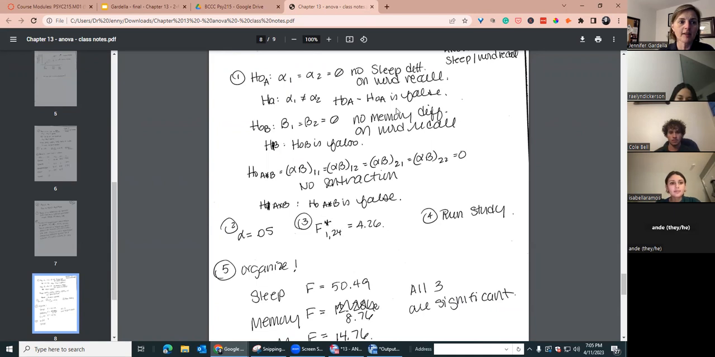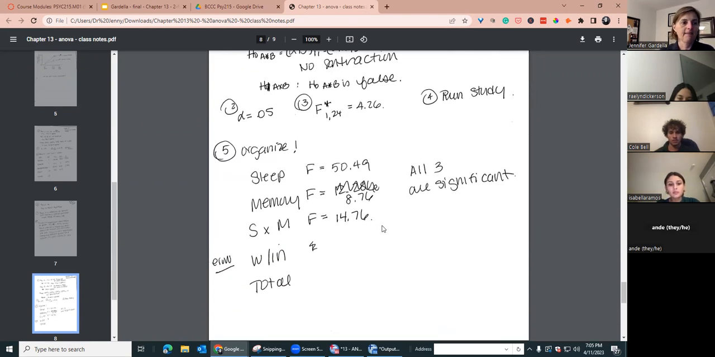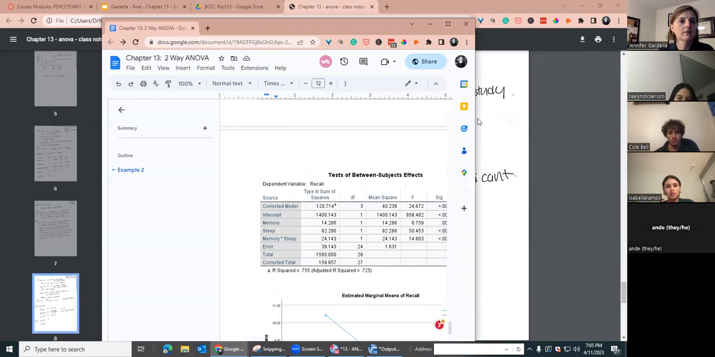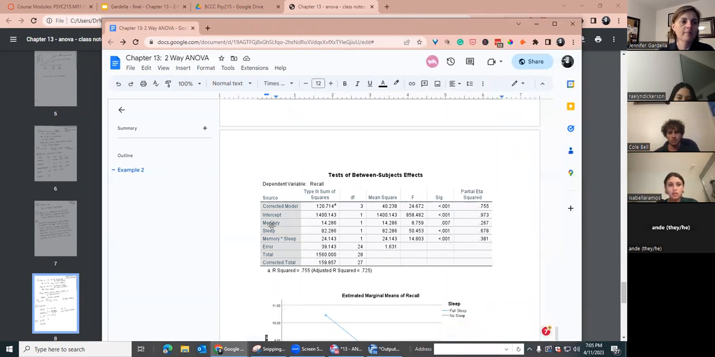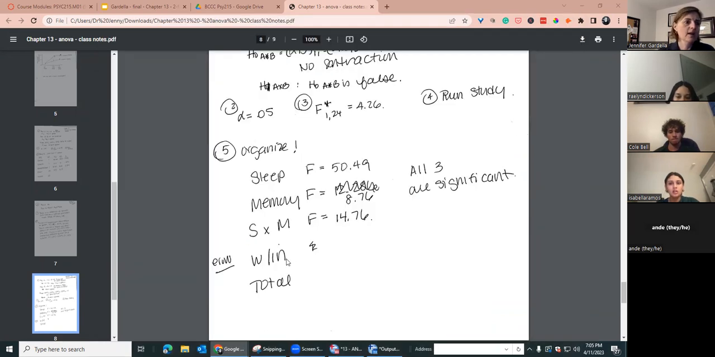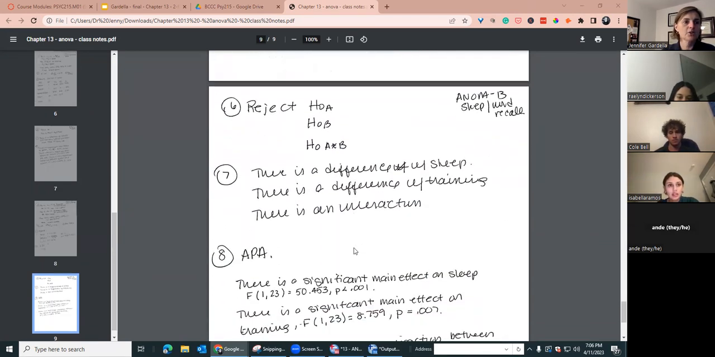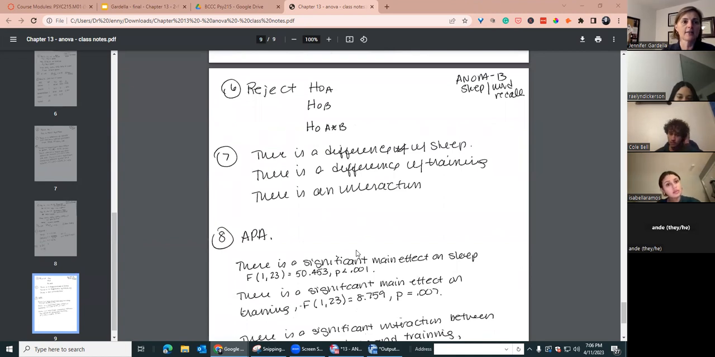We decide all this before we run our study, and now we run our study. Let's see, all 3 of these values, I did not write out the whole table for you. Each of these values was picked up right from the F table. Right here. Memory, sleep, and your interaction. Your Fs are located right here. So you have 3 significant results. So we know that there is a difference in recall based on how much sleep you get. There is a difference if you have memory training, and there is a significant interaction. So we reject H sub O for sleep, for memory, and for the interaction.